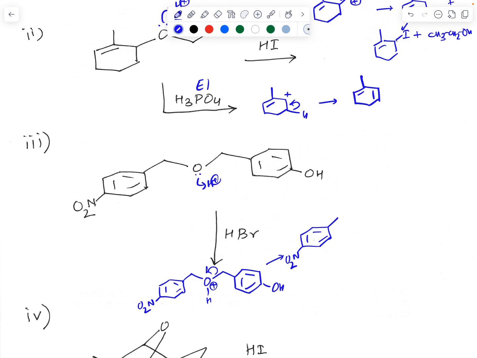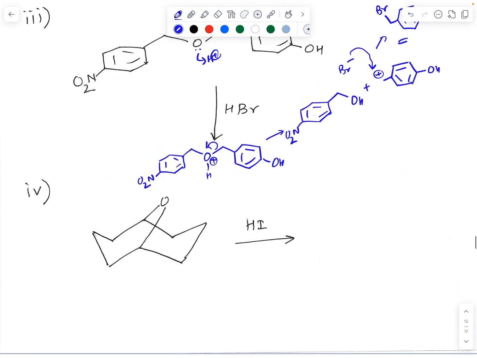That is going to give me this kind of alcohol plus that carbocation, and then the Br minus is going to attack this to give me that product.